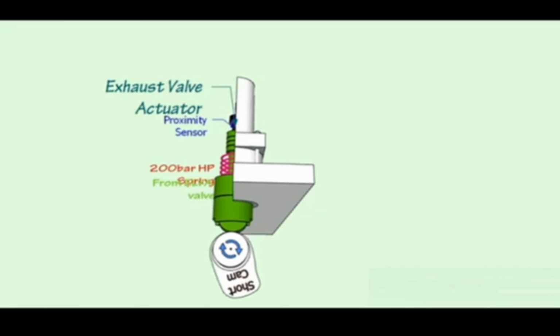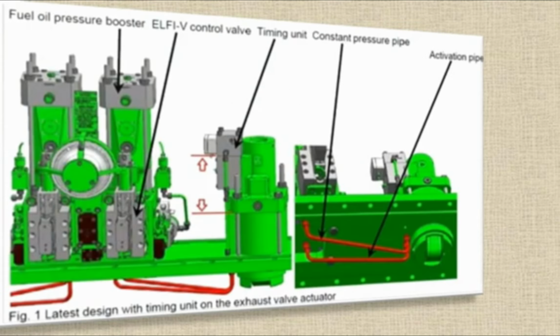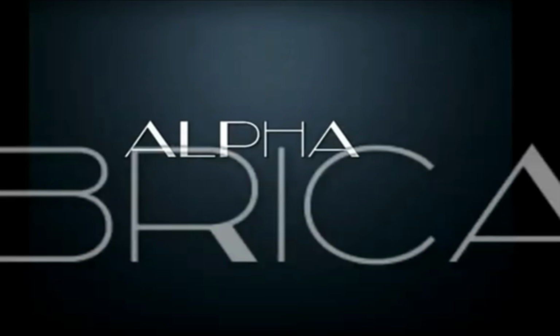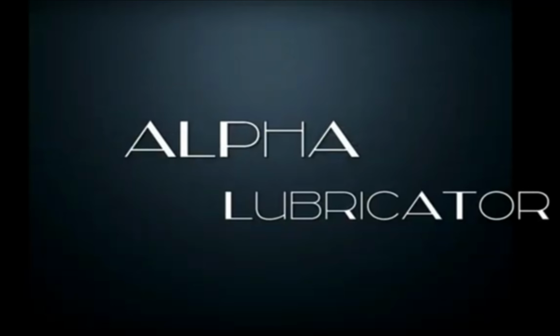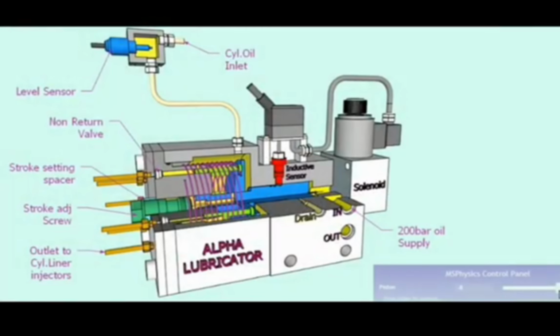So this is the full mechanism of the exhaust valve, and here you can see the difference between the normal cam and the new short cam: there is a cut on the right side, which acts in the lower stroke of the actuator, and these are the two pipes below the camshaft passing from the HCU to the actuator. Next we will discuss the alpha lubricator, which is similar to the one in ME-C engines.